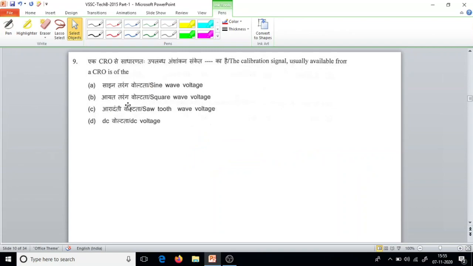Question number 9. The calibration signal usually available for CRO is of the type. In every CRO there is an option where it will provide a test signal so that we can verify whether our probe is working properly or measurements are happening or not. Usually all oscilloscopes provide a square wave voltage. So the answer is option B, square wave.